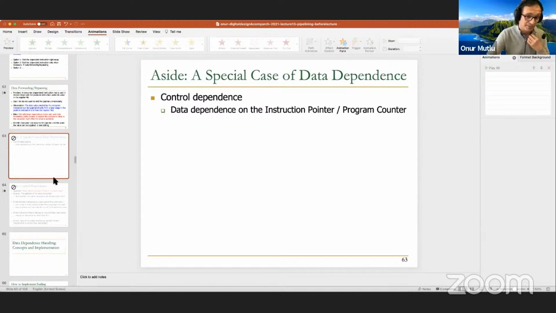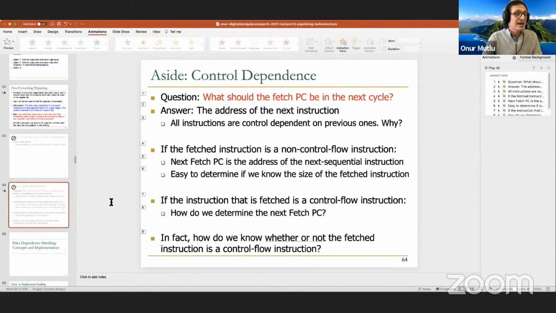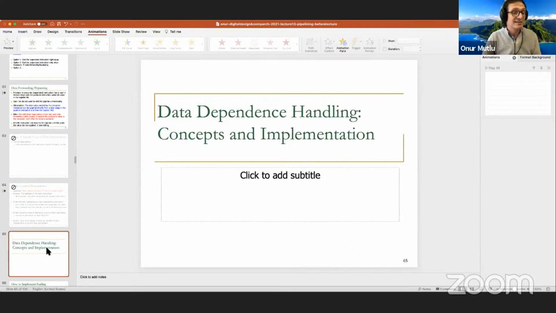We're going to talk about control dependencies later. But given that one of you asked the question, what about control dependencies, right? What about branches? This is really a special case of data dependence as well. It's really data depending on the instruction pointer or program counter. And we're going to talk about that separately after we handle the data dependence handling in the next lecture.